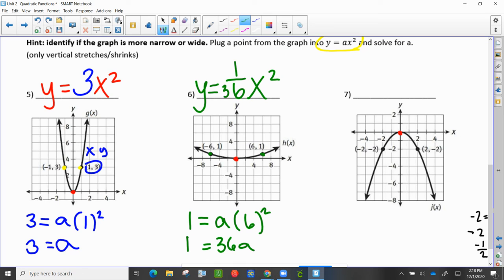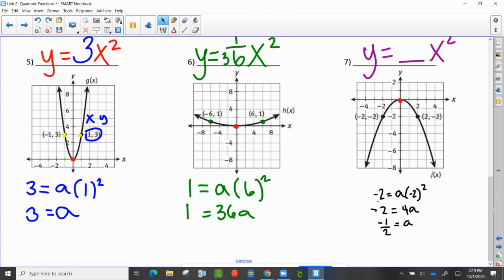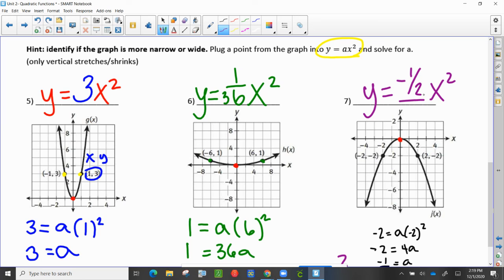Let's try one more. I'm going to have you guys try 7. Okay. So if I use this point, (-2, -2), plug that in and see what you get for the a. So you're going to get something x squared. So see if you can figure out what that a term has to be. Okay, here's my work that I did. So I plugged in the x and the y. So -2 squared gives me a positive 4a. So if I divide that 4 in front, I got -2 over 4, which would reduce to -1/2. There's your equation.